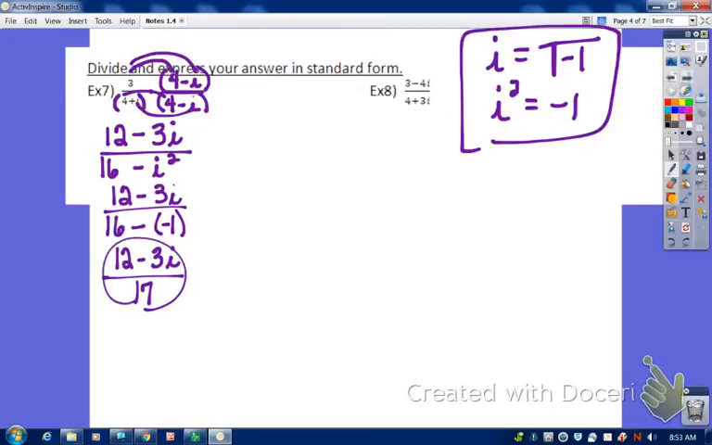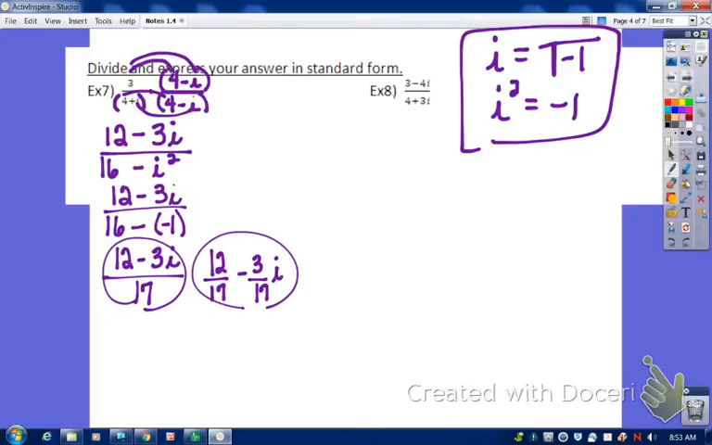Okay? That is an acceptable answer if your book writes it like this. 12 over 17 minus 3/17 i. That's still the same thing. Either one of those will be okay. I prefer the first way because later on I know they use that form. Okay? They might break it up into two fractions.